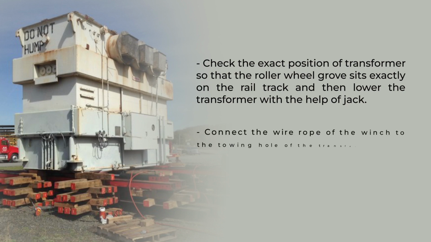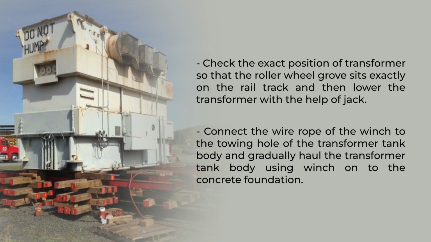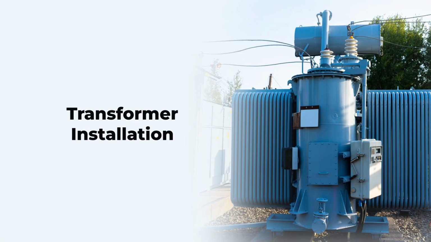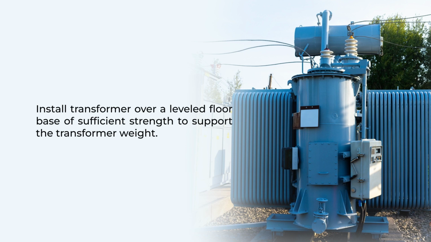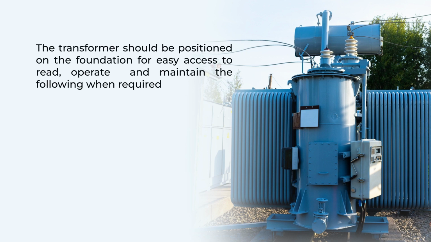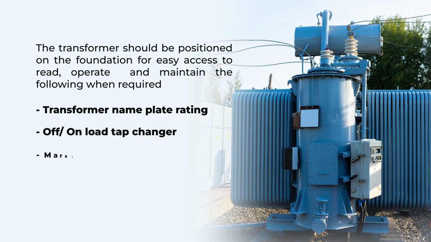Once this has been done, connect the wire rope of the winch to the towing hole of the transformer tank body and gradually haul the transformer tank body using the winch onto the concrete foundation. Once your transformer has reached the foundation, install the transformer over a leveled floor base of sufficient strength to support the transformer weight. The transformer should be positioned on the foundation for easy access to read, operate and maintain the following as and when required.